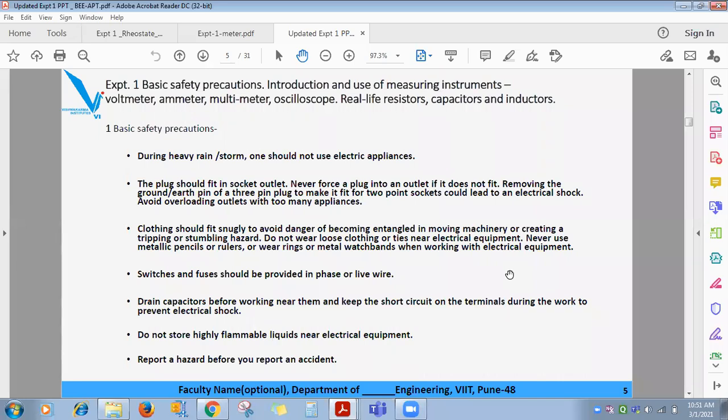In case of overload and short circuit, in the case of fuses, the fuse wire melts and the circuit becomes open. In the case of circuit breakers, the switch comes to the off position. We say the circuit breaker trips. Off means that the switch comes to the off position.